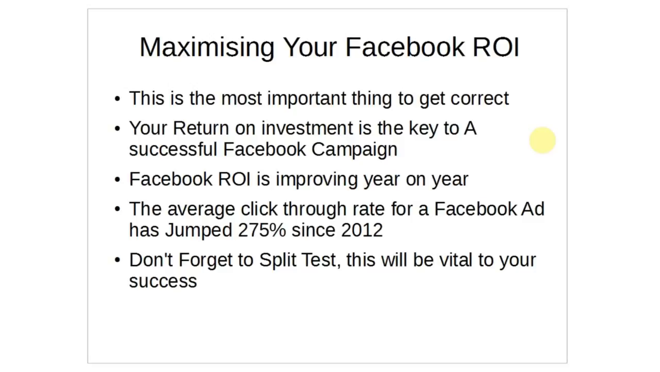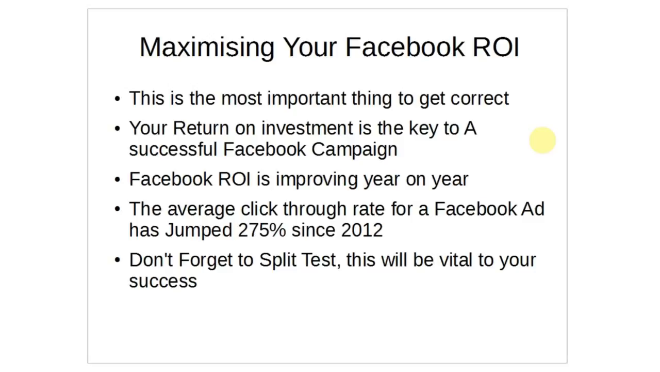Facebook's return on investment is improving year on year. There used to be a time where it was a bit hit or miss, you weren't necessarily getting the right target audience for your ad and you didn't really have enough options to highly target it. But as Facebook have improved their own marketing and their own advertising options for marketers, you're seeing a massive improvement on results. The average click-through rate for a Facebook ad has jumped 275% since 2012.